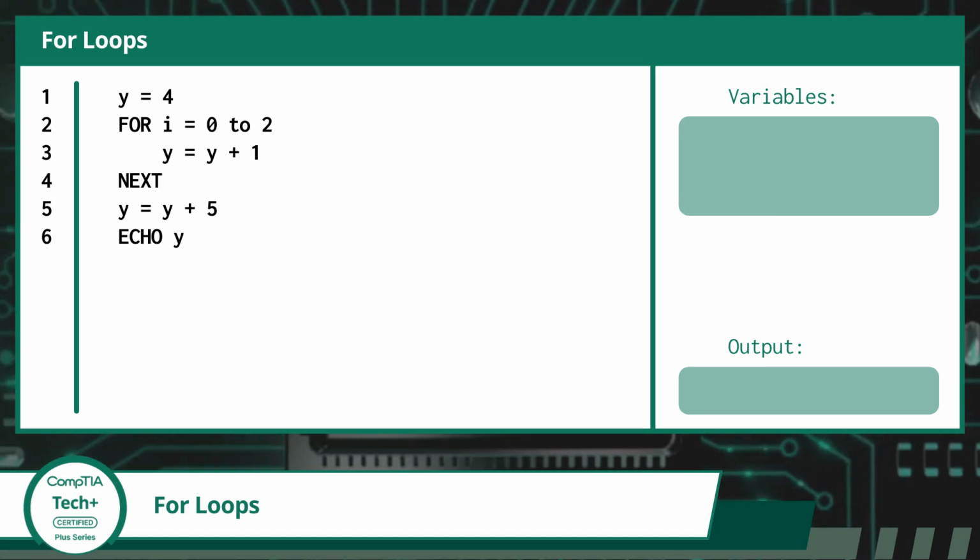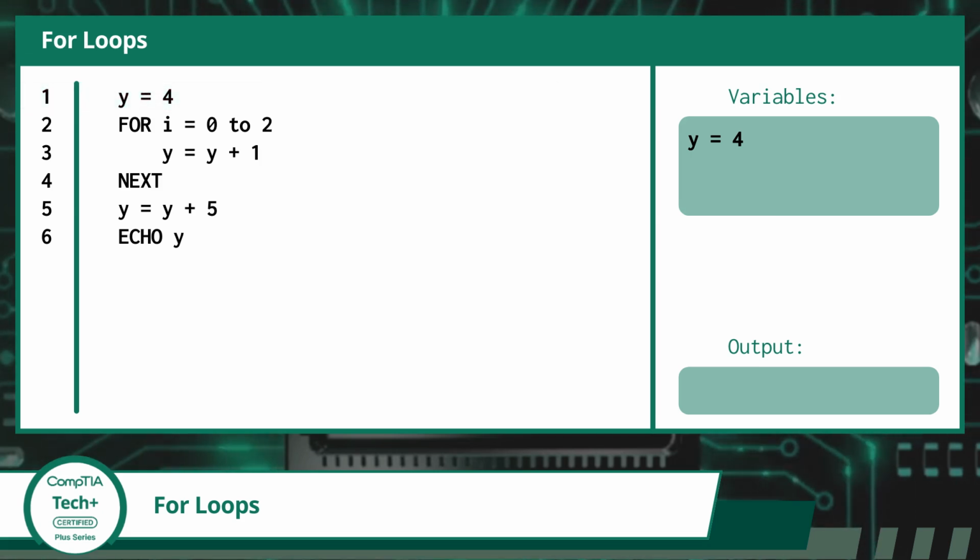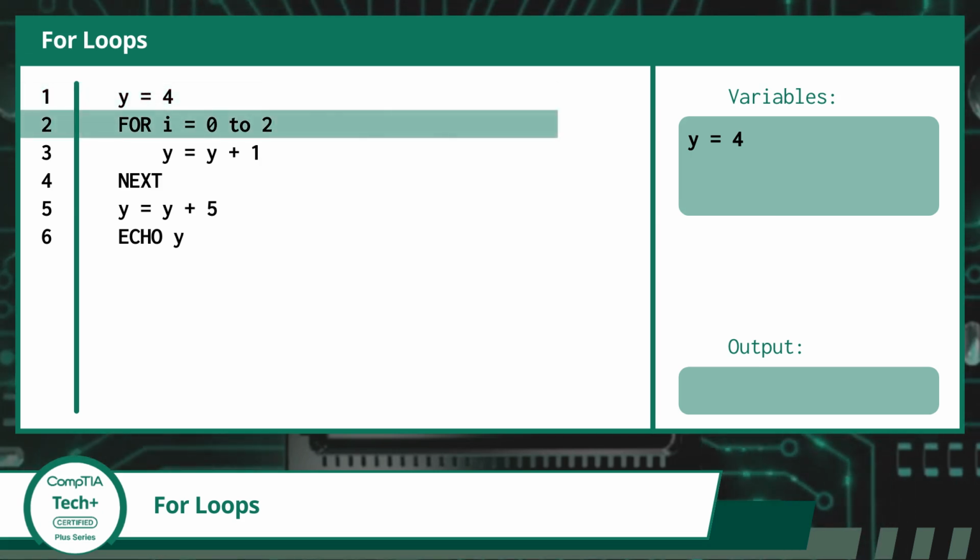Alright, let's go. First up, we will declare a variable with the identifier y and initialize it with the value of 4. On line 2, we see a for loop statement. The for loop statement starts with the word for. This is followed by the declaration of a counter variable. For this example, our counter variable will be i. This variable is appropriately named as it will help us keep count of which iteration of the loop we are on. Next we have our start and end values.